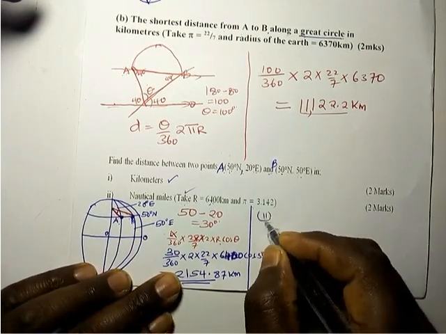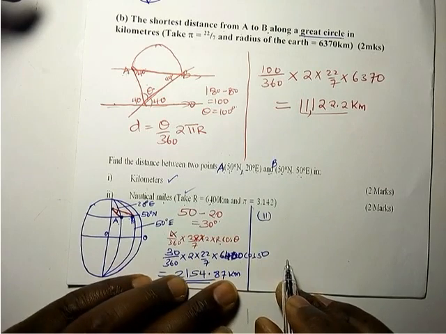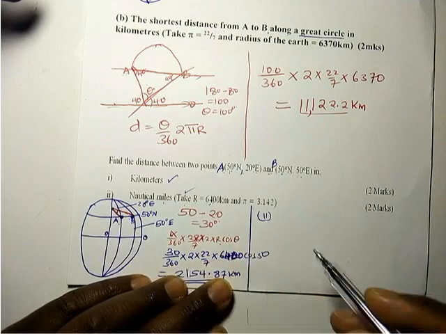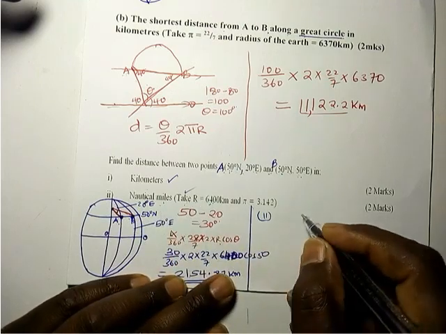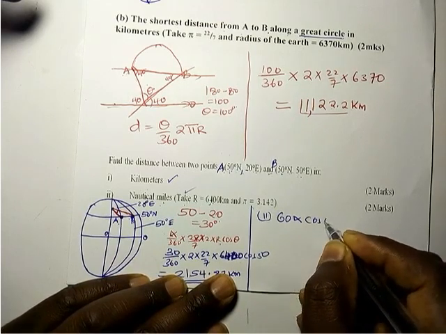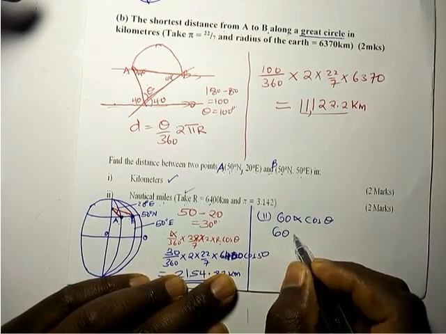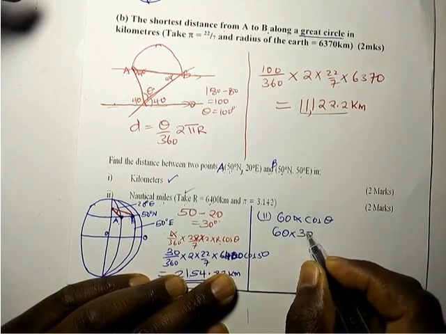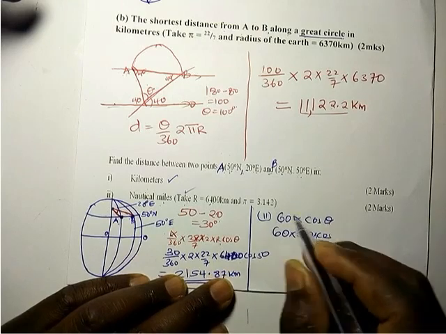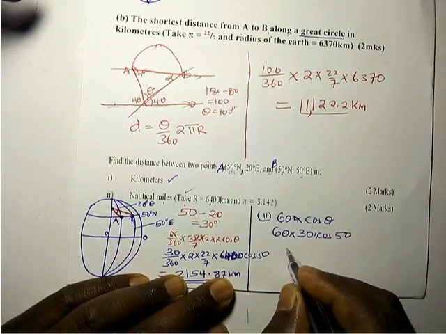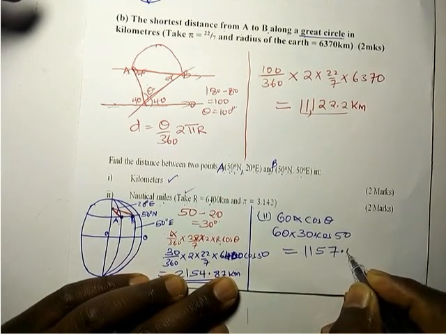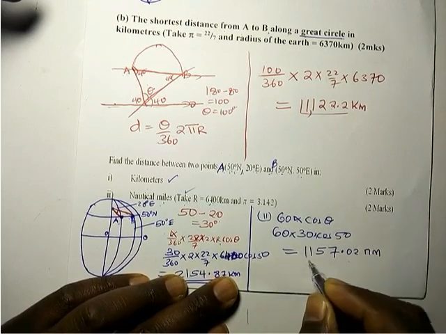Then Roman 2, in nautical miles. How do we get the distance along a small circle using nautical miles? We know the formula is 60 times alpha times cos theta. 60 is a constant, 60 times alpha, our alpha is 30, times cos theta, which is the latitude angle, which is 50, cos 50. And this one will give us 157.02 nautical miles.